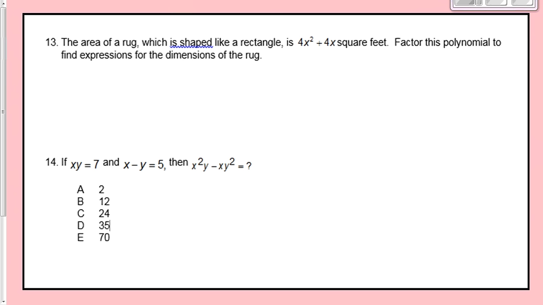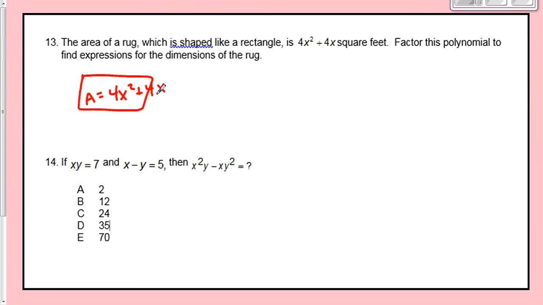Number 13: the area of a rug which is shaped like a rectangle. I always draw a rectangle. The area is 4x squared plus 4x feet. Factor this to find the dimensions. So this is different. For the past 6 months, I have been having you draw the dimensions of the rectangle and find the area. But for once, this time I'm giving you the area and wanting you to go backwards.